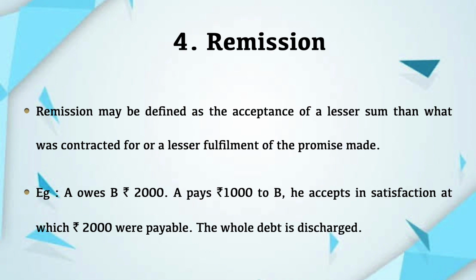So when B itself, the party itself, is agreeing to a lesser sum of money than what was contracted for, then the whole debt is discharged. In case B says no, you have to pay the balance 1000 rupees, then A must pay. But since B is accepting the 1000 rupees in satisfaction, notice that word, in satisfaction, where 2000 was payable, he is telling that it's okay to pay 1000 rupees in place of 2000. So this is called remission. Is that clear? Accepting a lesser sum of money.